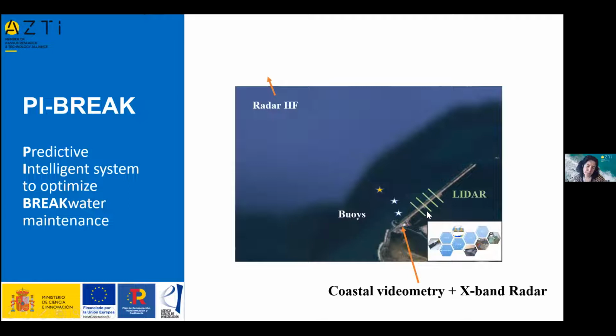We will do topography campaigns using lasers to obtain the variability over the concrete blocks of the breakwater to see if there is any movement after the extreme events. And we will use all the parameters obtained from in-situ buoys, high frequency radars, X-band radar, and coastal videometry as input for the models that will generate extreme scenarios, and we will see what happens. So we will try to analyze what are the worst scenarios for the breakwater.